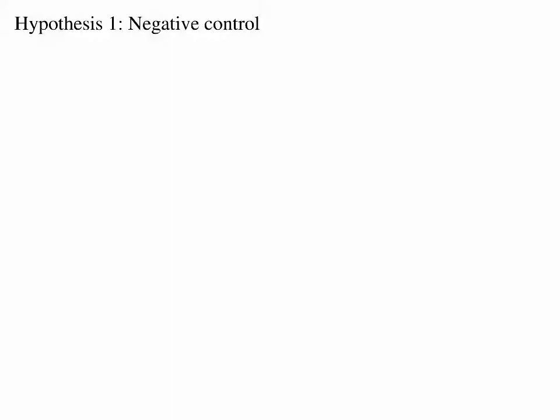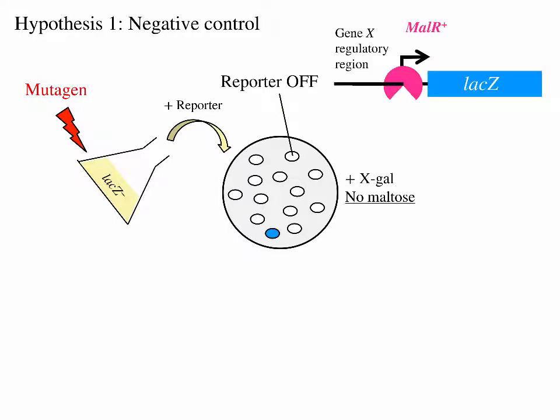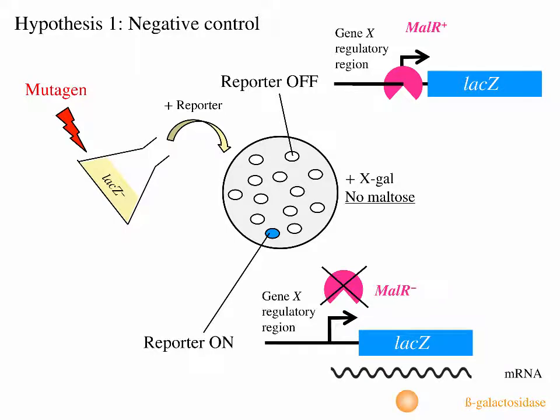To screen for such a mutant strain, you can grow LAC-Z minus bacteria in the presence of a mutagen, transform the bacteria with your reporter gene, and plate the cells in the medium with X-gal but no maltose. Almost all of the colonies will be white because in the absence of maltose, transcription from the reporter will be repressed. A rare blue colony should have a mutation in the gene encoding the repressor, so the reporter is transcribed in the absence of maltose.